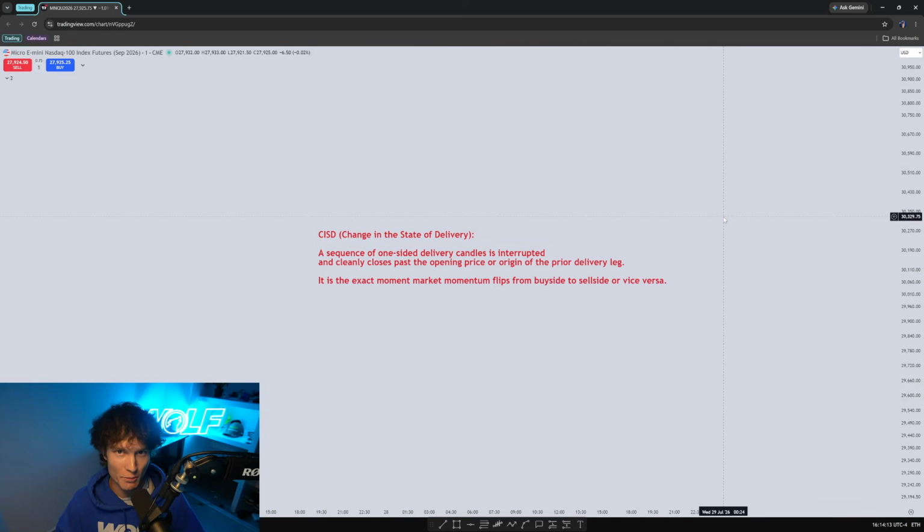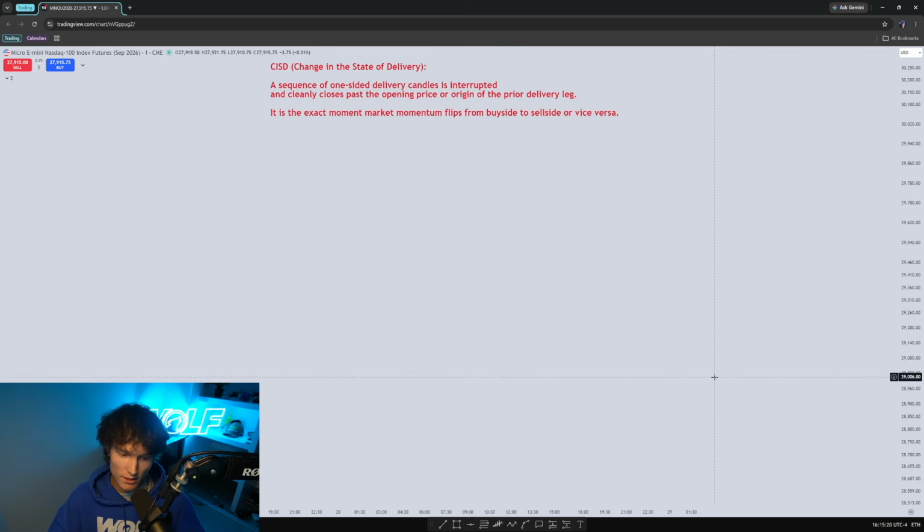Now, if that still sounds complicated, don't worry. We're going to go into some real chart setups and actually show you what these look like. But before we can even do that, you need to know the actual definition of a change of the state of delivery. And to go even deeper into why this is so important for me, it's because this literally shows me the exact moment and the exact area that trend is actively flipping. And to me, that's very useful. So with that said, let's get into some chart setups.